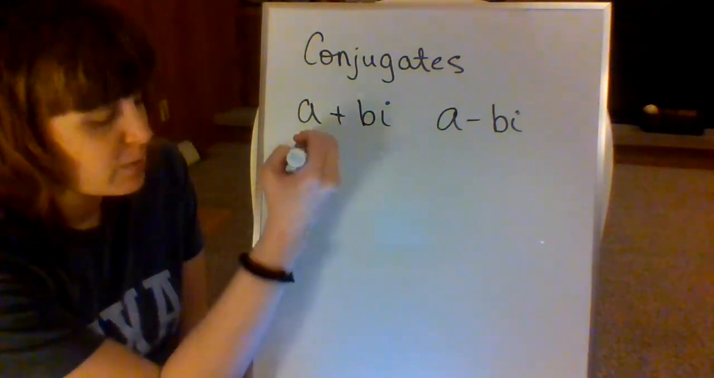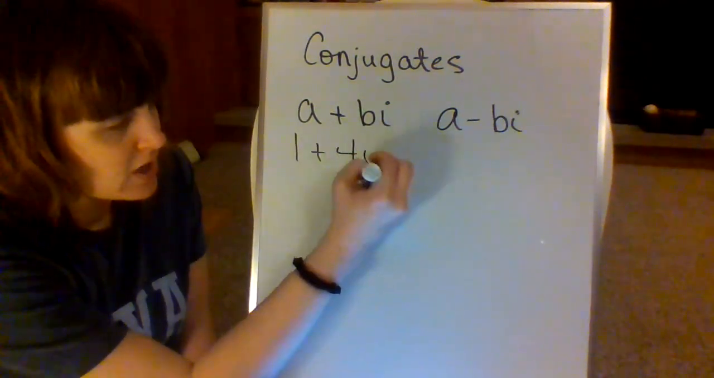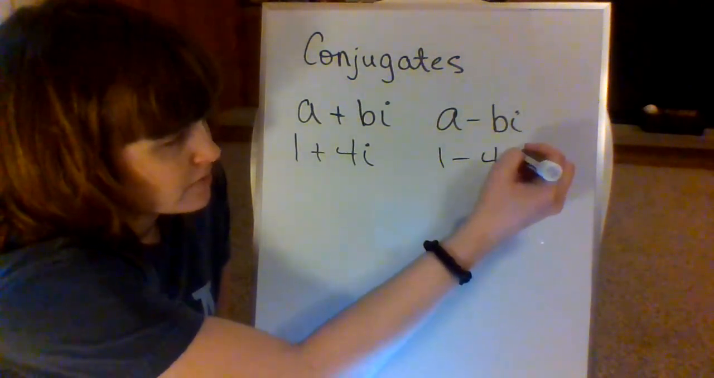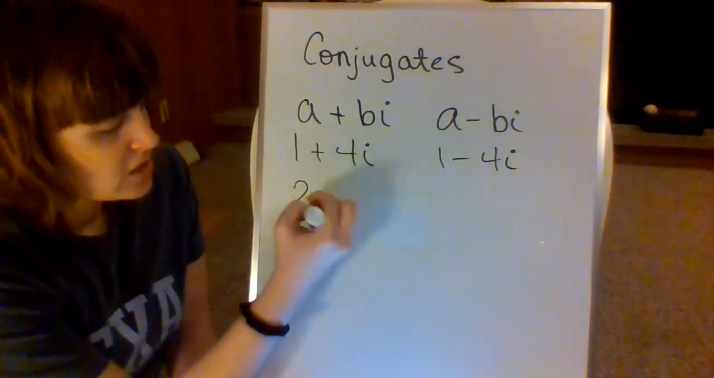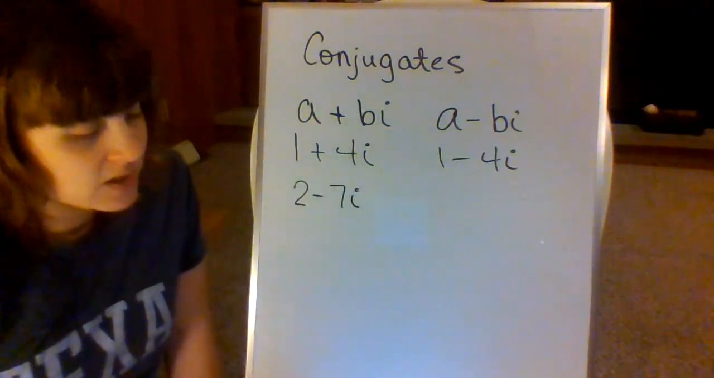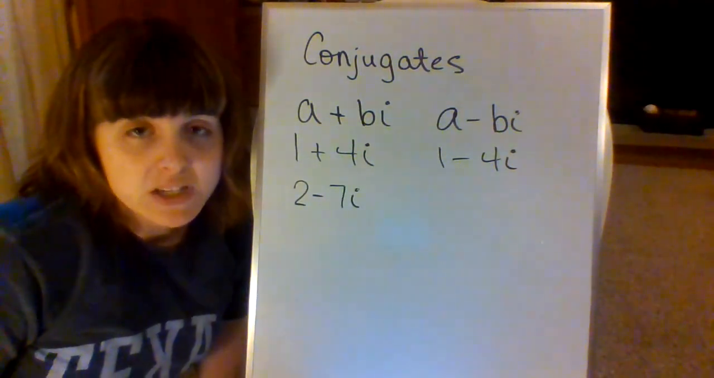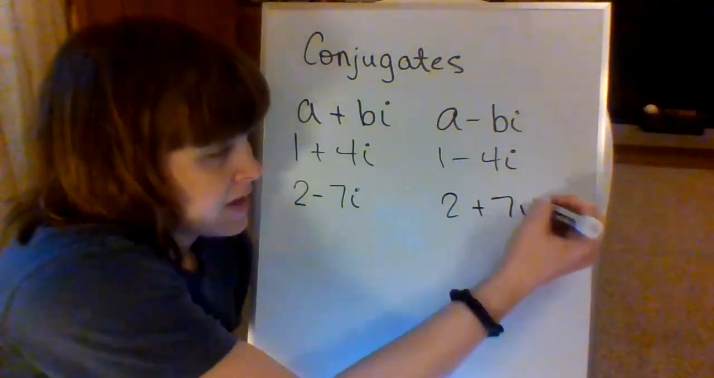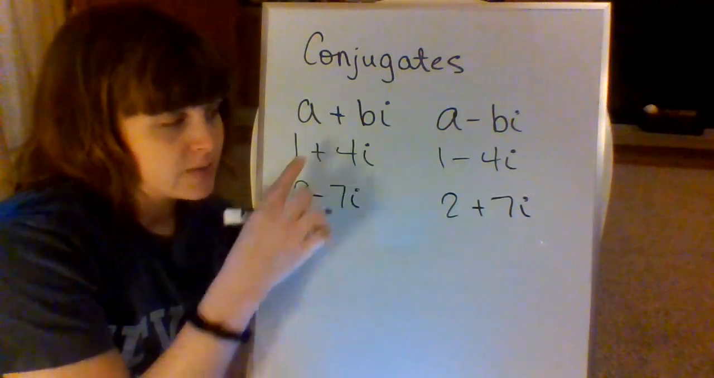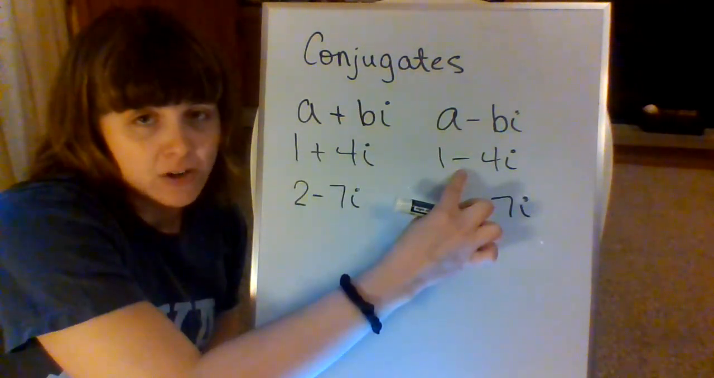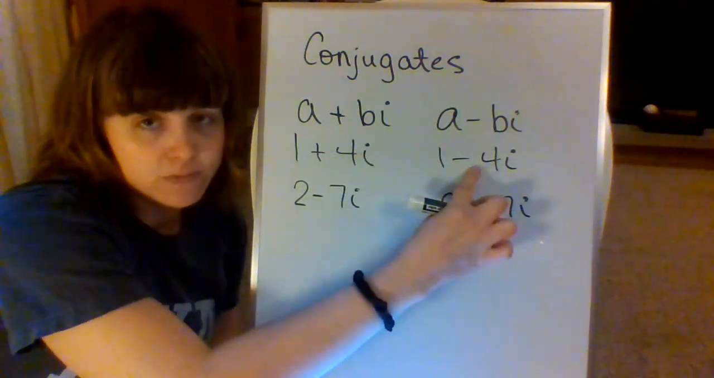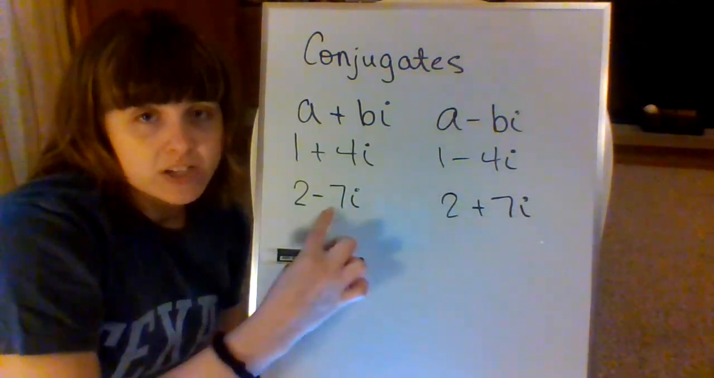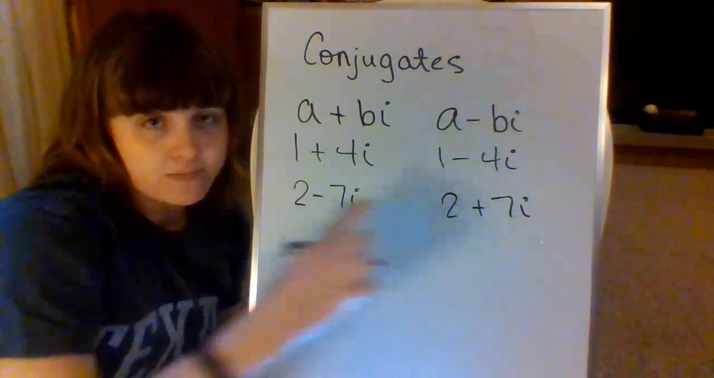Okay, so for example, if we had 1 plus 4i, its conjugate would be 1 minus 4i. And if we had 2 minus 7i, its conjugate would be 2 plus 7i. So as you can see, this was the given, this was its conjugate, and all that changed was the symbol in the middle.